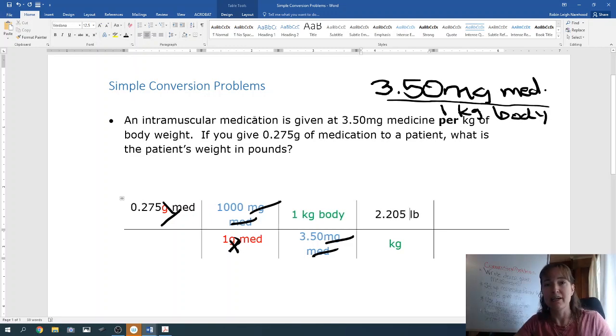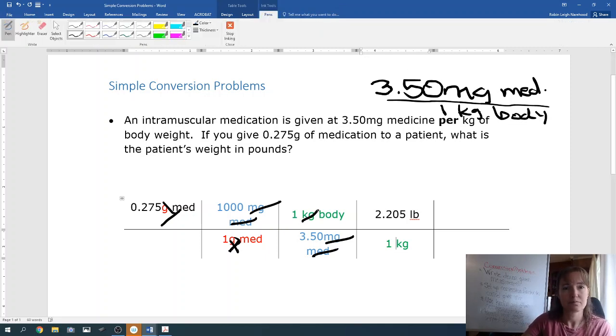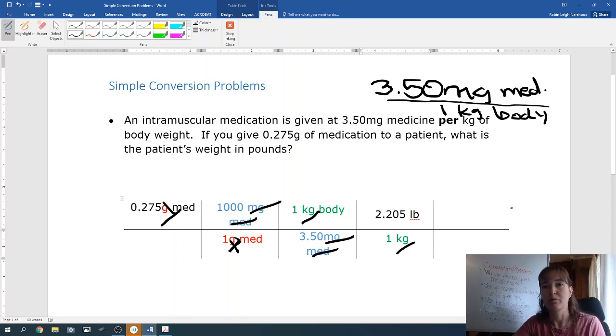And I try to take it to at least 4 digits total. And so that's why I put 2.205. If you want to take it more than that, then you can, but just don't write less than that. That is the same thing as 1 kilogram. And so kilograms will cancel. And now our answer will be in pounds.